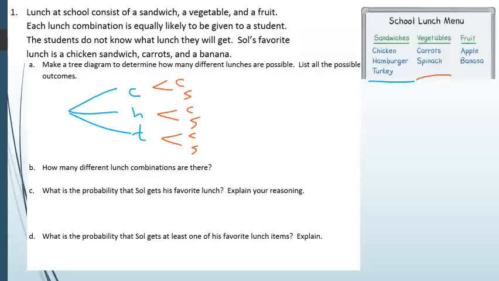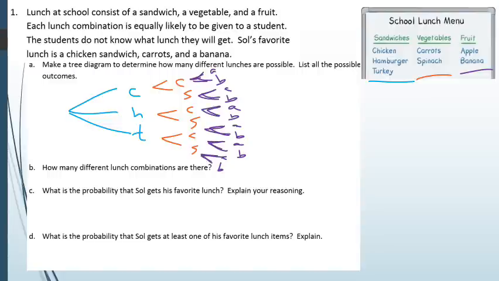Next, I'm going to have the fruit. So fruit, I could have apple or banana. So I'm going to have an A and a B coming off of each vegetable choice. Today my pen is not working well, so I'm having to write with my finger. So I'm sorry that it's a little bit messier than it usually is. So I know it's a little tricky to see, but there are branches that go with each of those vegetable choices that lead into the fruits.